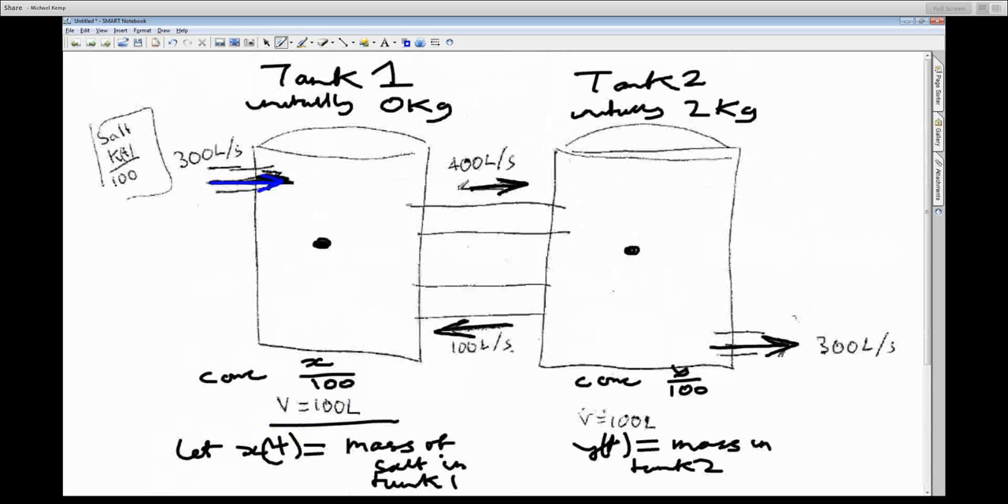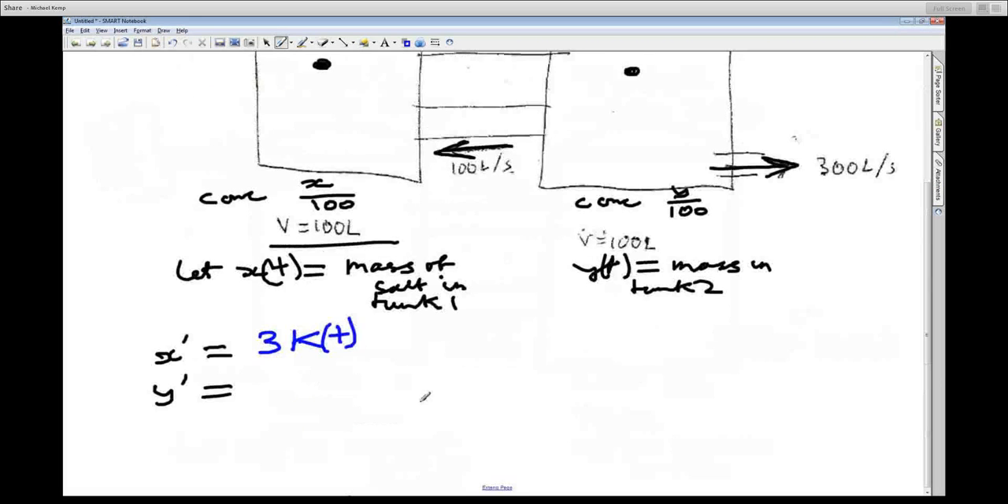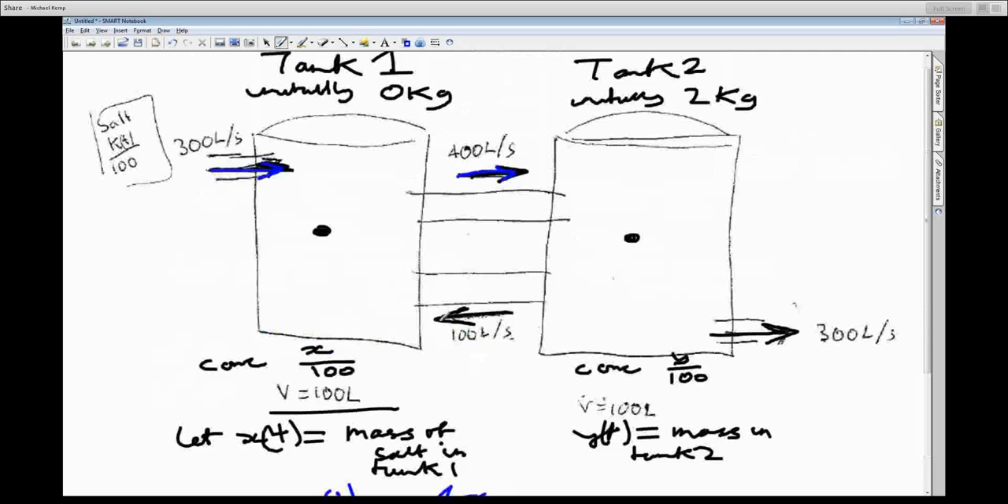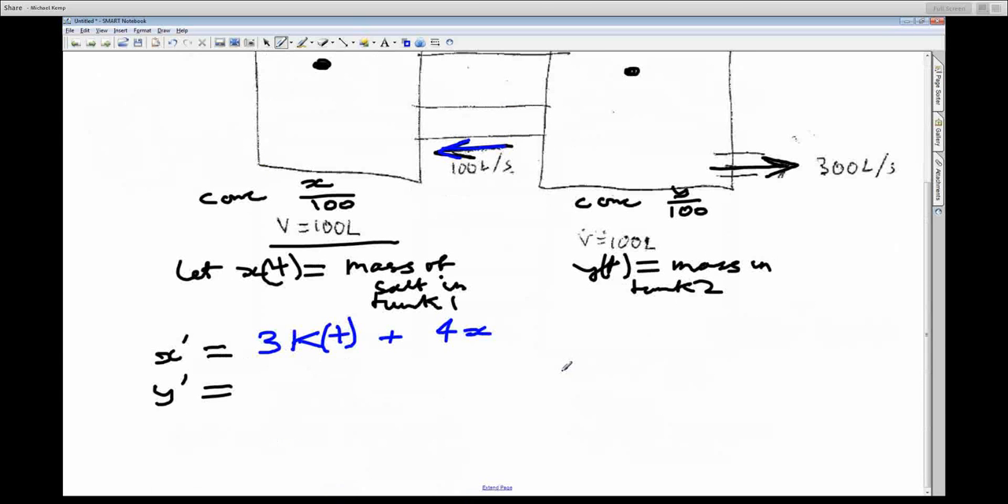Then flowing out here, you've got 400 litres a second times the concentration. So multiply those two to give you 4x, so every second, 4 times x, the mass of salt, is exiting out that end. So that's the rate it's flowing out. You also get some coming in, and that would be 100 litres times the concentration of the second tank, which gives you 100 times y over 100, which gives you just y.